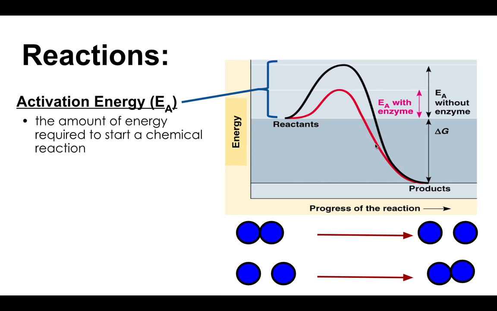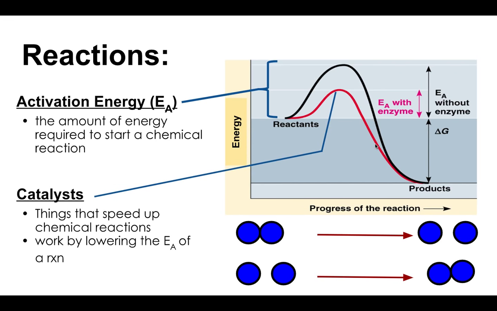And when we have this red line, that's when we would have something like a catalyst present. And so a catalyst is just anything that speeds up chemical reactions. And they work by lowering this activation energy. So notice that we just have a smaller hill to get over in terms of the energy that we need in order for this reaction to occur. And because of that, we're going to have a lot more reactions happening a whole lot faster.